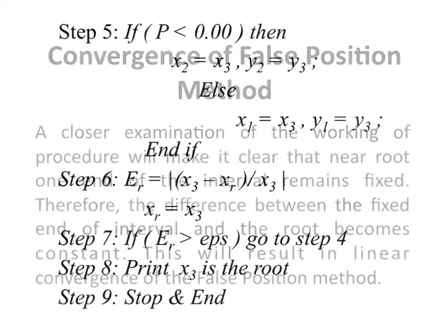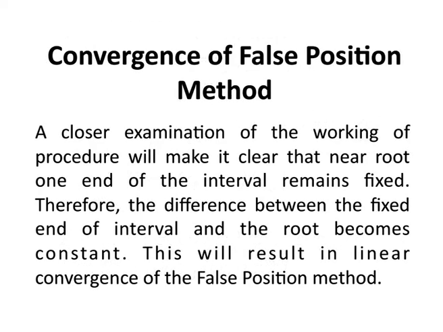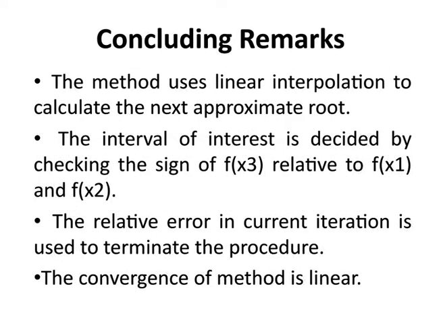The false position method has linear convergence. On a closer examination of the working of the method, we will see that one end of the interval becomes fixed as we approach the root, and that gives us the linear convergence of the false position method. Now, in the false position method, we have something better than the successive bisection method. We have a linear interpolation approximation for the function, and of course, the stopping criteria and initial guess are similar to the bisection method. The convergence, of course, as we have discussed, is linear.